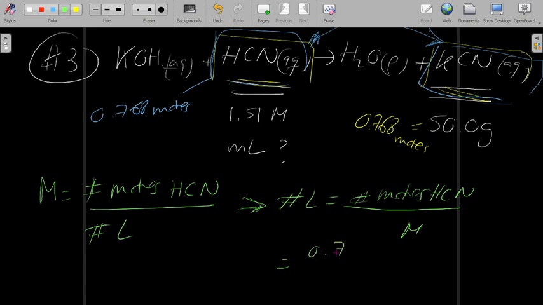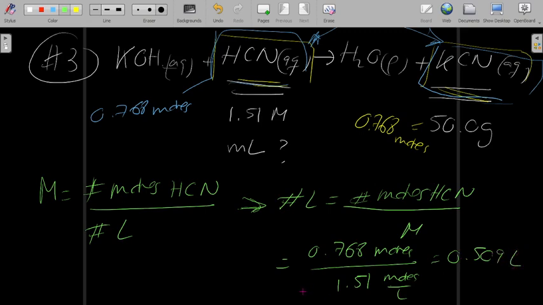So put all the information in because we have all the information. Moles, 0.768 moles. Molarity, 1.51 moles per liter. Moles are gone, you're left with liters, and if you do the math, that is the same as 0.509 liters. We're not done yet because they didn't want liters. Okay, we need to change this into, I'm going to put another color. The mouse doesn't want to work sometimes. 0.509 liters of that acid.